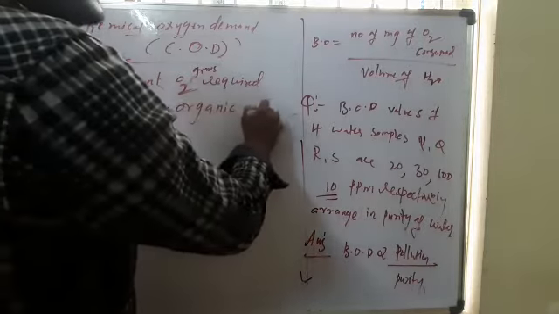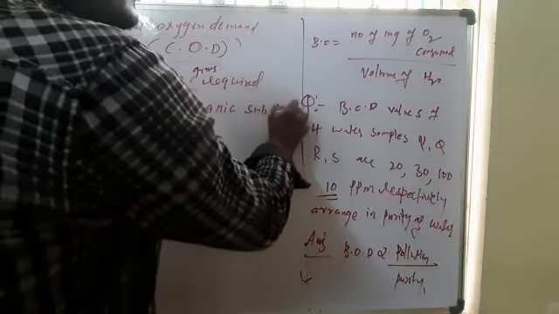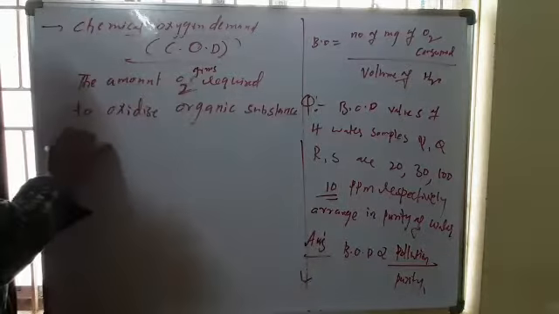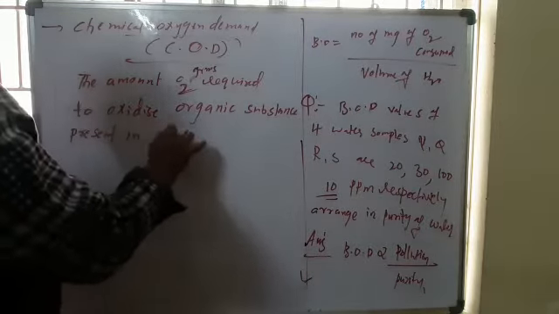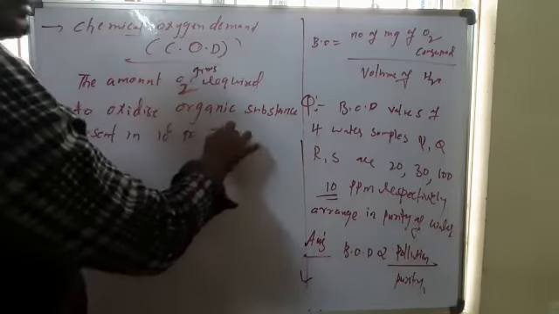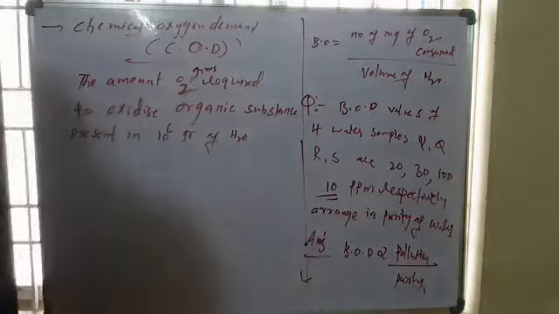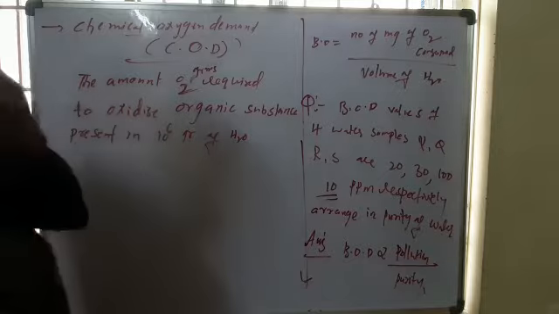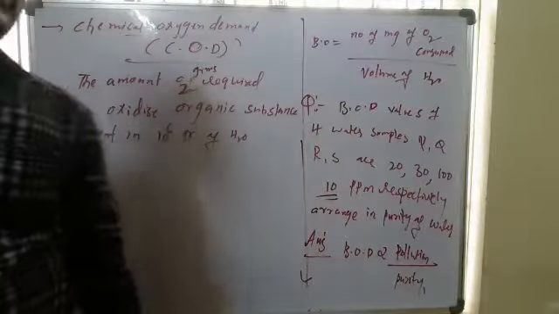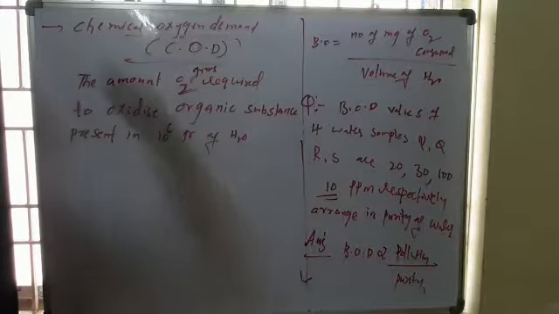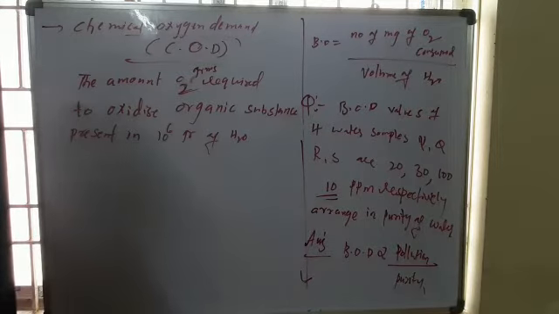Organic substance present in 10 power 6 grams of water. That means in 10 power 6 grams of water, how much organic substance is present? To oxidize that organic substance, the amount of oxygen in grams required is called chemical oxygen demand.